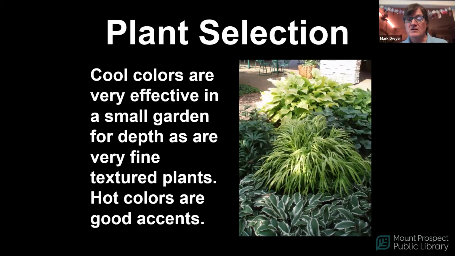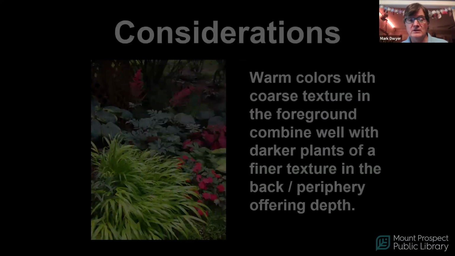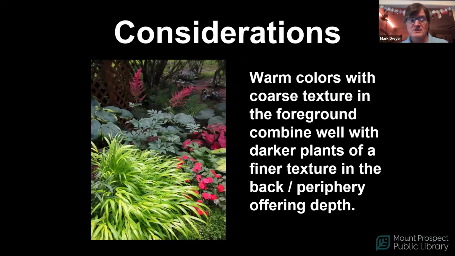Don't forget the cool colors can offer a depth in a smaller garden, but those splotches of bright color really are great accents. Here, that golden aconi grass and that golden hosta draw the eye, but they're just bits of a combination there. Warm colors with coarse texture like that grass in the foreground combines well with darker plants. So again, it's not figuring out a composition like I need to come up with 12 plants that go well together. You start coming up with 1 or 2 that play off each other and you start expanding from there.